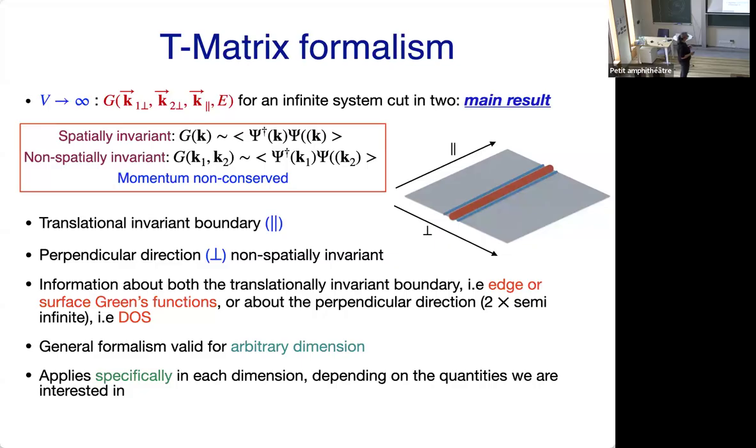But along the perpendicular direction, the only thing that I can calculate really is the density of states as a function of position. I don't have any more momentum dependence because there is no more good quantum number, the momentum. And this formula is valid for all dimensions, 1, 2, 3. But in each dimension, we have other quantities that we can calculate, so it depends on the dimension what we are looking at.